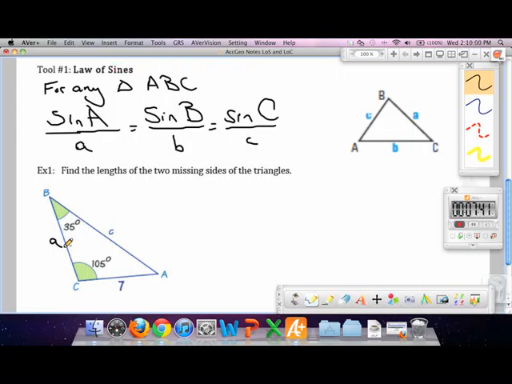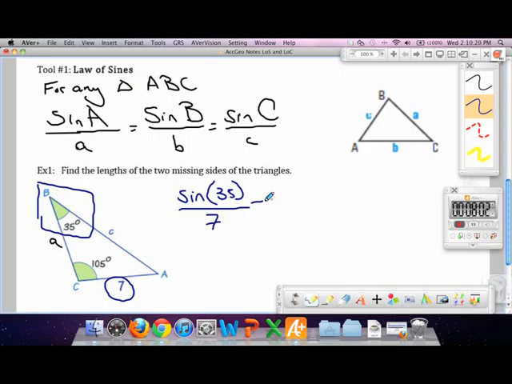For example, I know the measure of this angle and its opposite side. So the sine of this angle divided by its opposite side should be the same as, and now I'll pick a ratio from one of the other missing sides I'm looking for. So where should we start? You want to start with finding little a or little c?